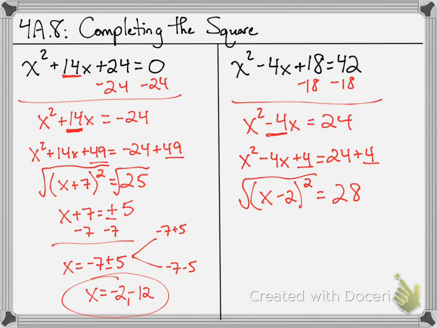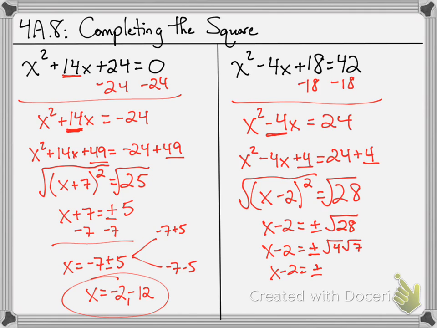Now, we go ahead and start solving. So we're going to square root each side. We'll get x minus 2 equals plus or minus square root of 28. Now, square root of 28, we know is not going to come out really nice, but we're going to simplify it as much as we can. So, square root of 28 can break apart into square root of 4 and square root of 7, which means it's really the same thing as plus or minus 2 square root 7.